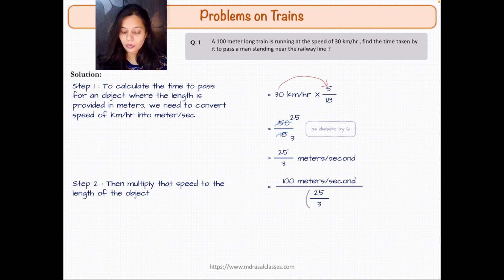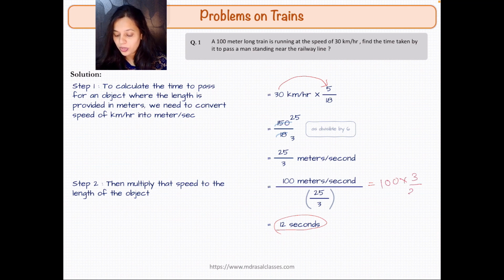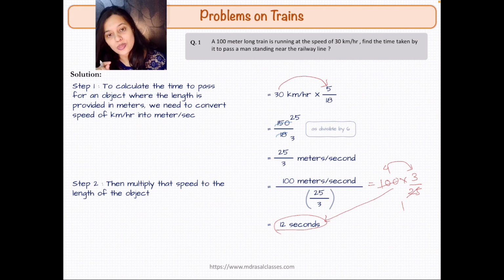Let's calculate further and simplify. I got 12 seconds. Let me show you how I got 12 seconds. 100 into 3 divided by 25. 25 ones are 25, 25 fours are 100, and 4 multiplied by 3 gives the answer, 12 seconds. So how much time is taken by the train? 12 seconds to cross a man who is standing near the railway line. Yes, this is the solution.